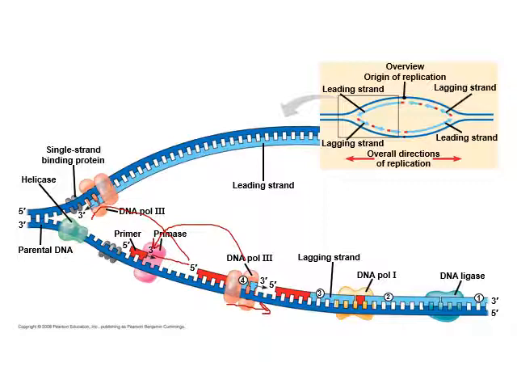DNA Pol 1 comes in, removes the RNA primers, replaces them with DNA nucleotides, and then DNA ligase just comes along and glues everything together.